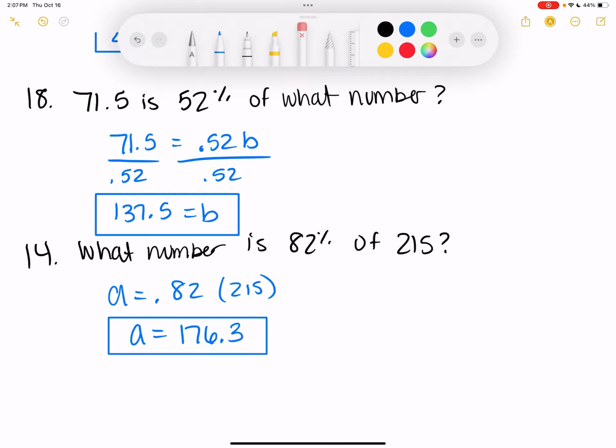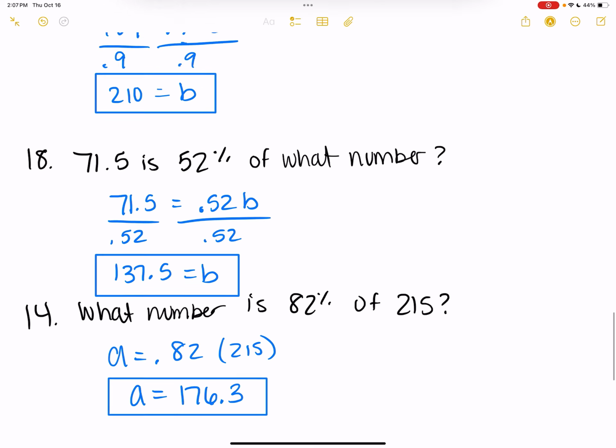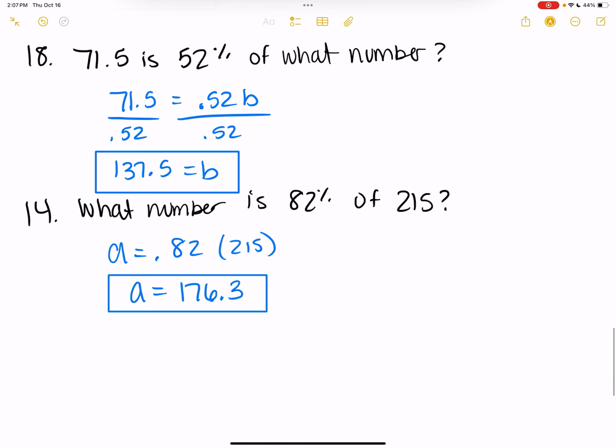So the first one was 71.5 is equal to 0.52 times B. We divided by 0.52 and got 137.5 is equal to B. And then the other one was A is equal to 0.82 times 215, which gives us 176.3. Did anybody still need these? Are we good? Okay.